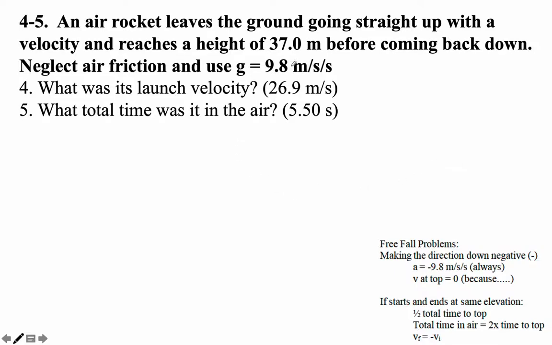An air rocket leaves the ground going straight up with a velocity, and reaches a height of 37 meters before coming back down. It doesn't tell us the velocity. Neglect air friction. Use g as 9.8, right? We're almost certainly going to use negative 9.8, but that's okay. So let's see, 37 meters before coming back down.